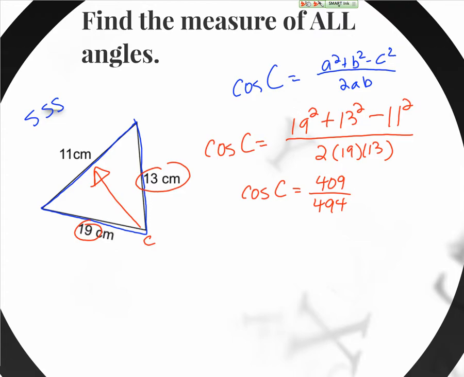And this is where we have to use the inverse. So my angle C will equal the inverse cosine of 409 over 494. Most of your calculators should be able to handle that. If you've got a graphing calculator, you can use the division symbol inside those parentheses and you'll be just fine. This way, you don't have to worry about rounding the fraction too much. We'll round it after we get it out of here.